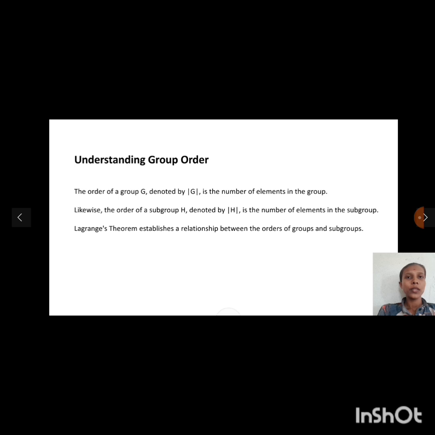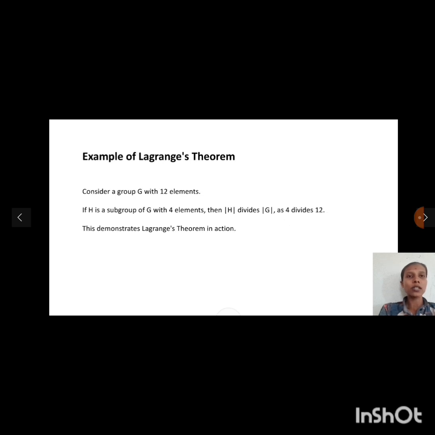Understanding group order. The order of a group G, denoted by mod G, is the number of elements in the group. Likewise, the order of a subgroup H, denoted by mod of H, is the number of elements in the subgroup. Lagrange's theorem establishes a relationship between the order of groups and subgroups. Example of Lagrange's theorem. Consider a group G with 12 elements and H is a subgroup of G with 4 elements. Then mod of H divides mod of G, as 4 divides 12. This demonstrates Lagrange's theorem in action.